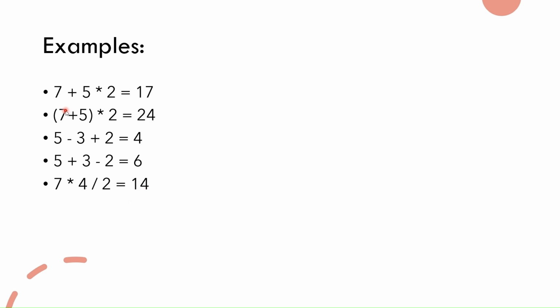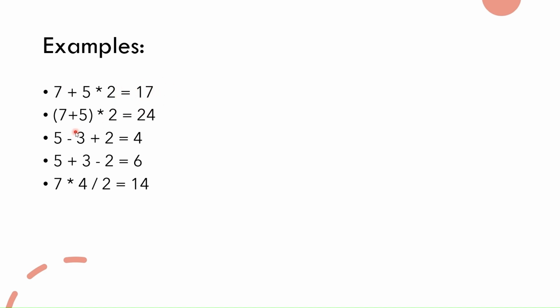So in this slide, we can see the results. The first expression, 7 plus 5 multiplied by 2. Here we can see that multiplication has more power than addition. So the first operation happening is 5 multiplied by 2, which is 10. Then the second one is the addition, plus 7, which is 17, so the result is 17.